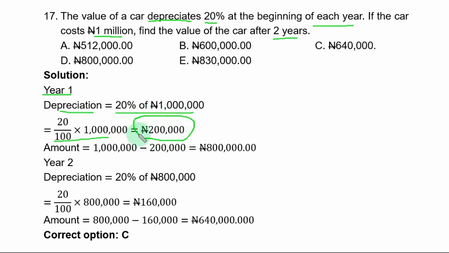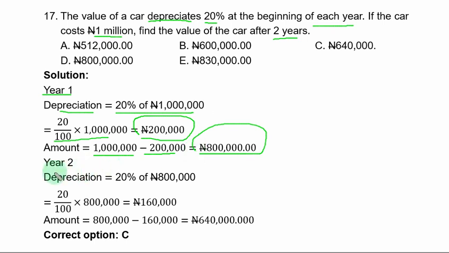200,000 naira. So amount at the end of first year is the cost 1 million naira minus depreciation amount 200,000, and that gives 800,000 naira. This amount becomes the correct amount at the beginning of second year.